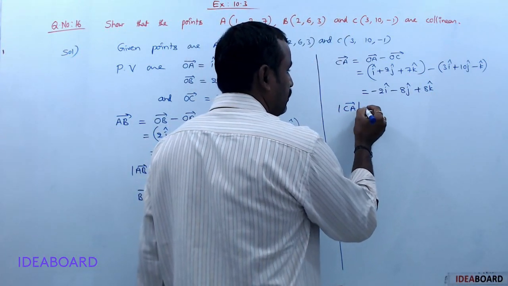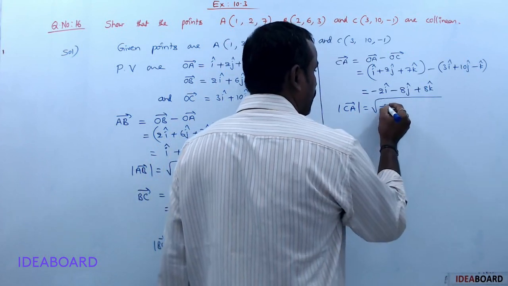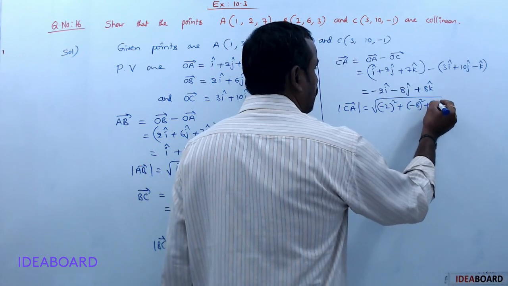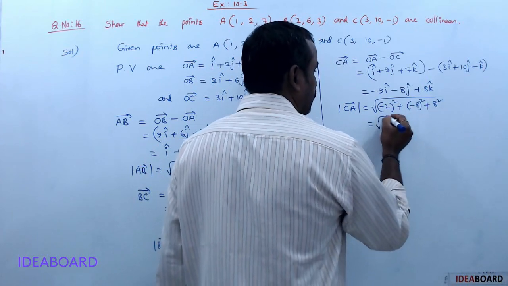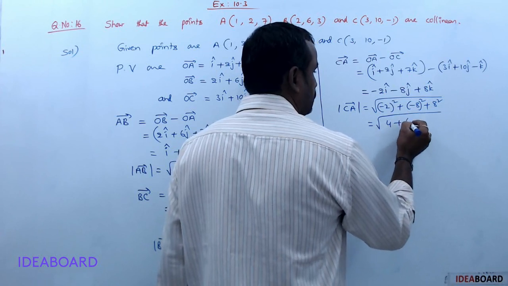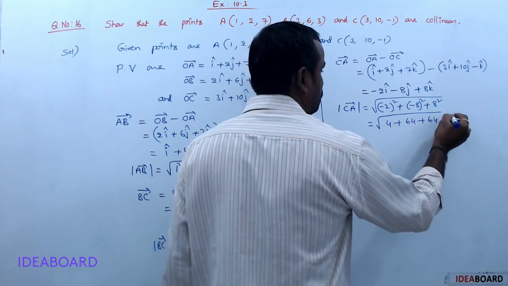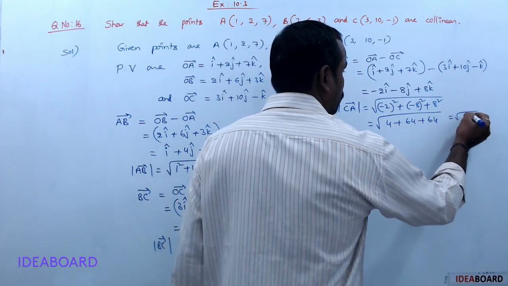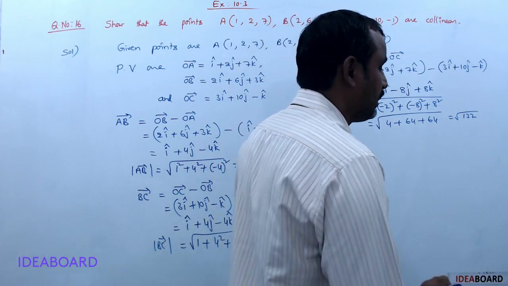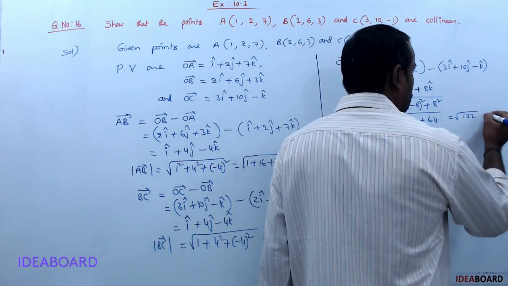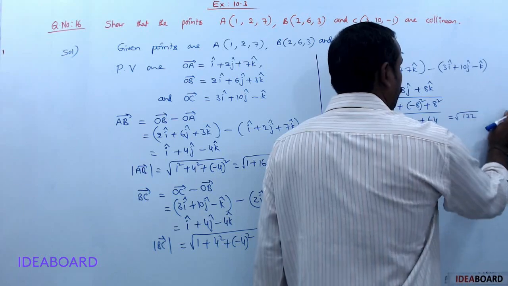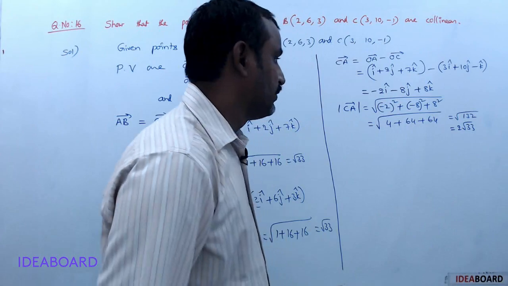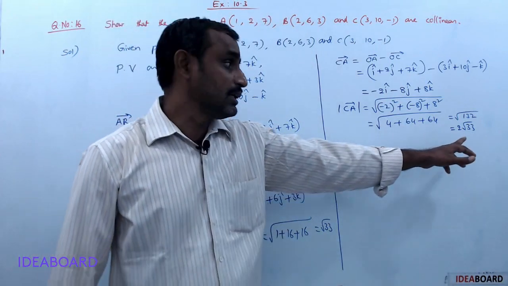The magnitude of CA bar is equal to under root of minus 2 whole square plus minus 8 whole square plus 8 square. Now simplify: 4 plus 64 plus 64, the value is root 132. This is 4 times 33, so we can write it as 2 root 33. So the magnitude of CA bar is 2 root 33.